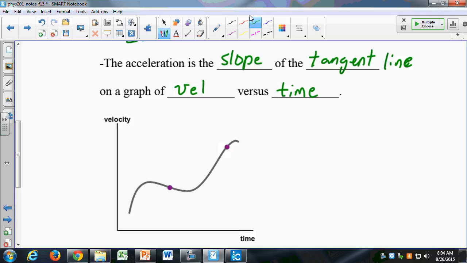Which one has a negative slope, the left one or the right one? Left one, right. So this tangent line looks something like that. This tangent line looks something like that.